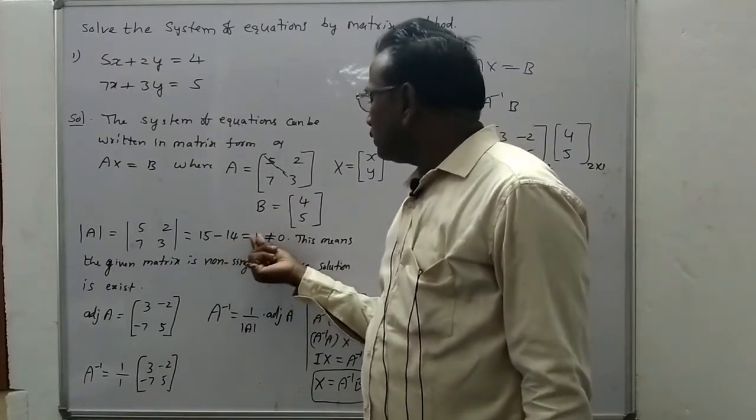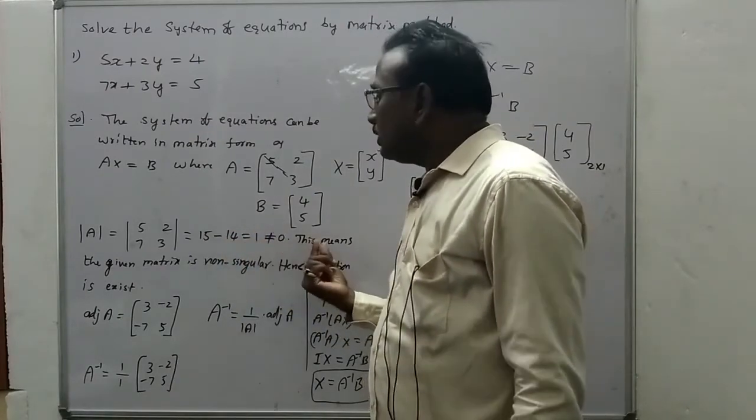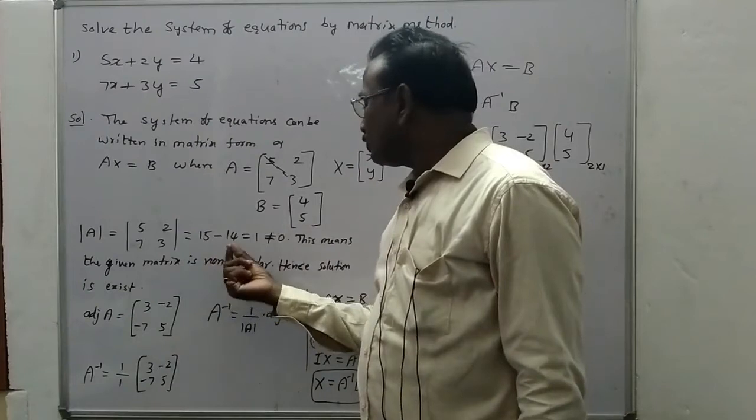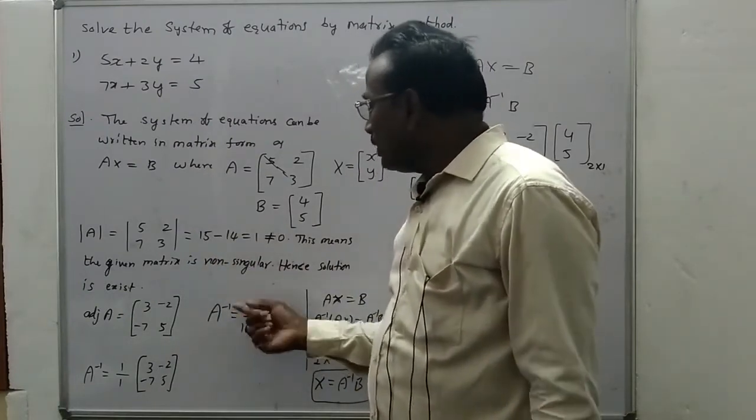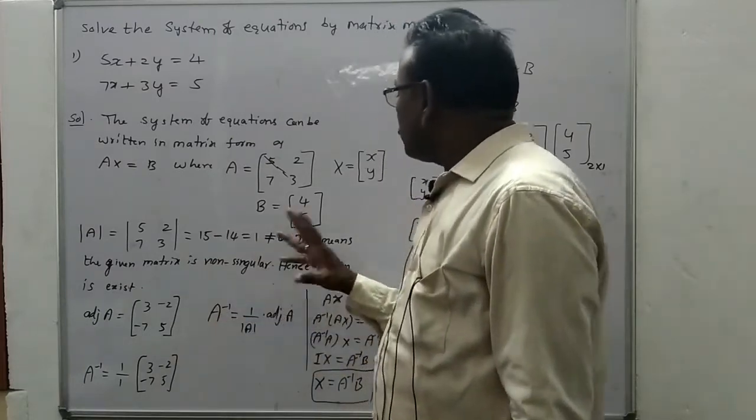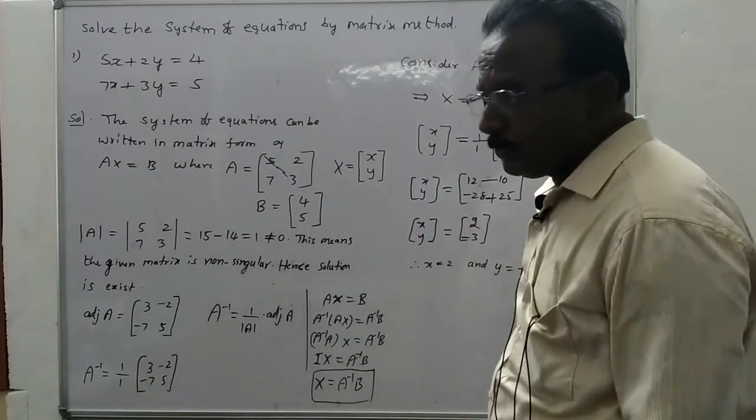So here, if the determinant of A is equal to 0, this means the given matrix is singular. Singular means the determinant of A is equal to 0, which means 1 by 0 is not defined. A inverse does not exist. If A inverse does not exist, the system has no solution.